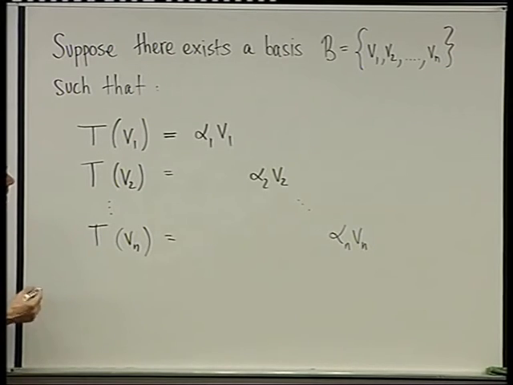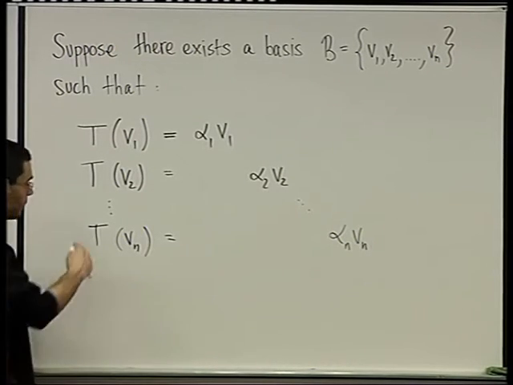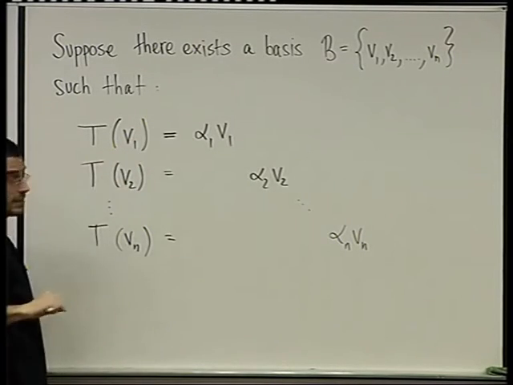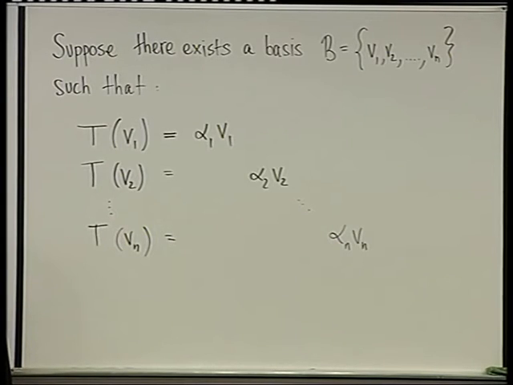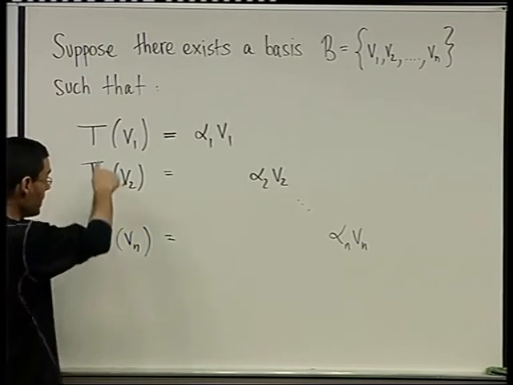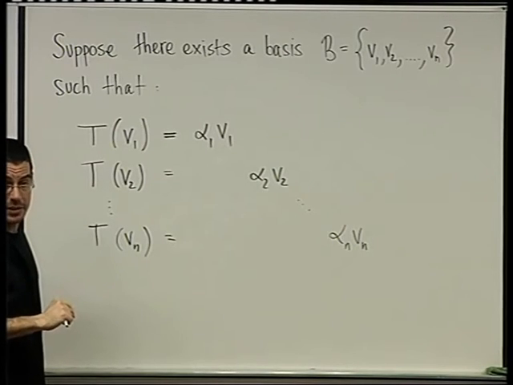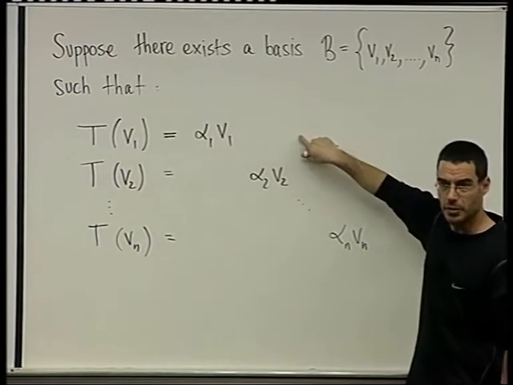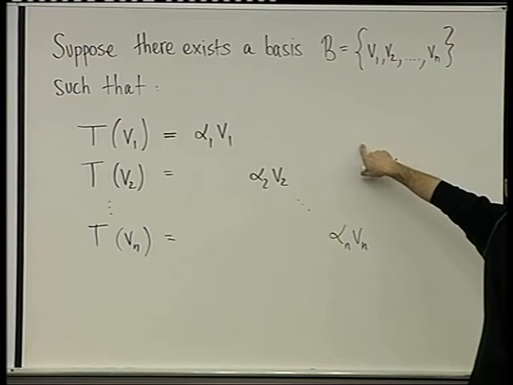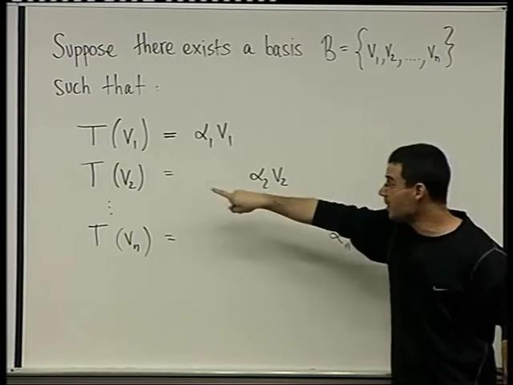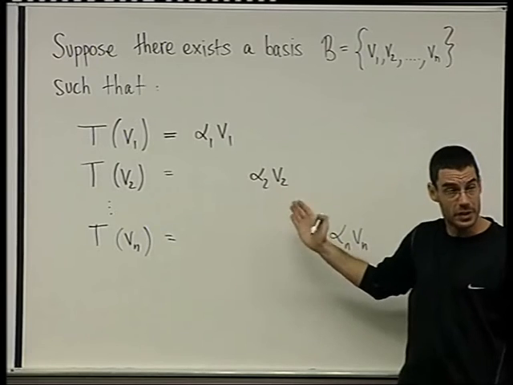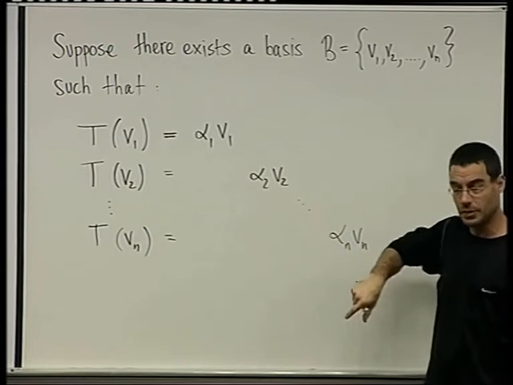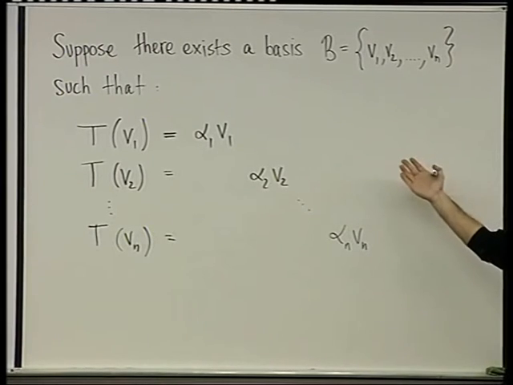Okay? And the reason I wrote it like this is that I'm already thinking I want to construct the representing matrix with respect to that basis. So how do I construct the matrix? As I said, we know we need to write this as a linear combination of these guys. But what is the linear combination here? It's alpha 1 V1 plus 0 V2 plus 0 V3 plus 0 V4 plus ... plus 0 Vn. Do you agree? And what is T of V2? If T of V2 is just alpha 2 V2 for some scalar alpha 2, then this is 0 V1 plus alpha 2 V2 plus 0 V3 plus 0 V4 all the way to Vn, right?